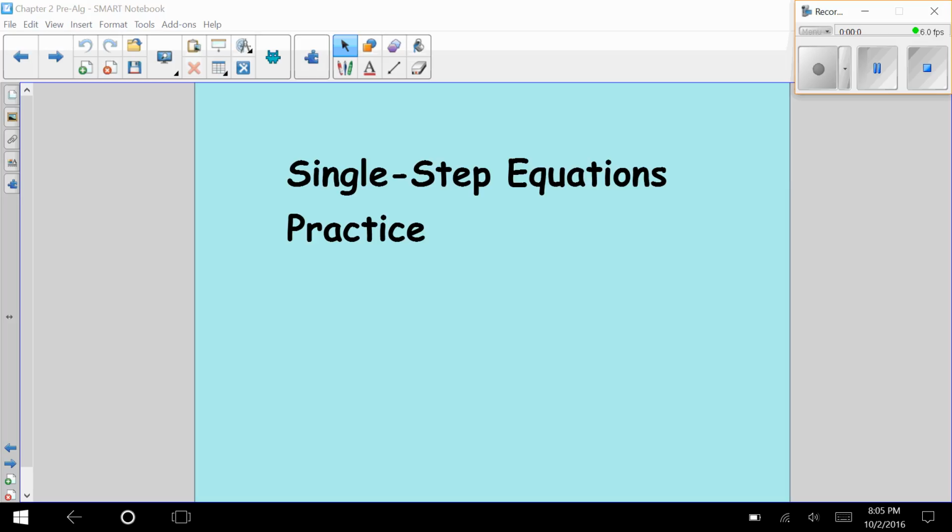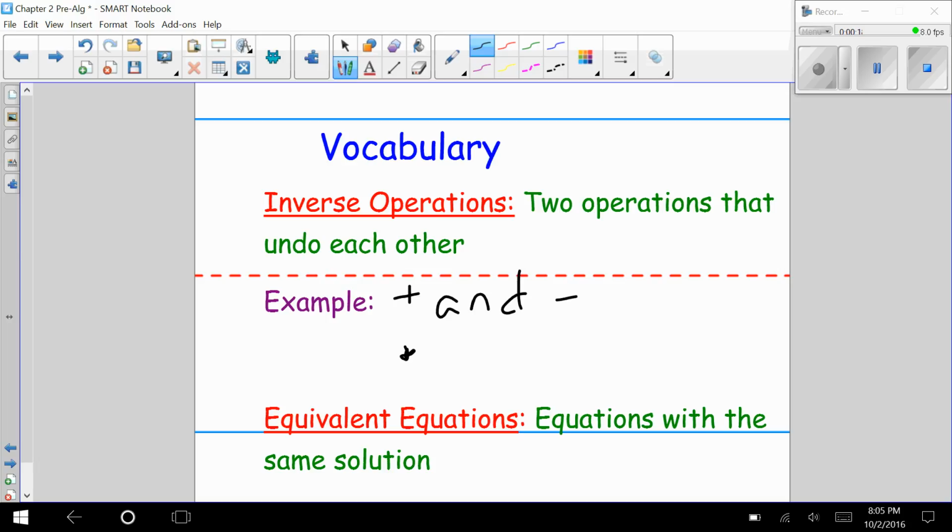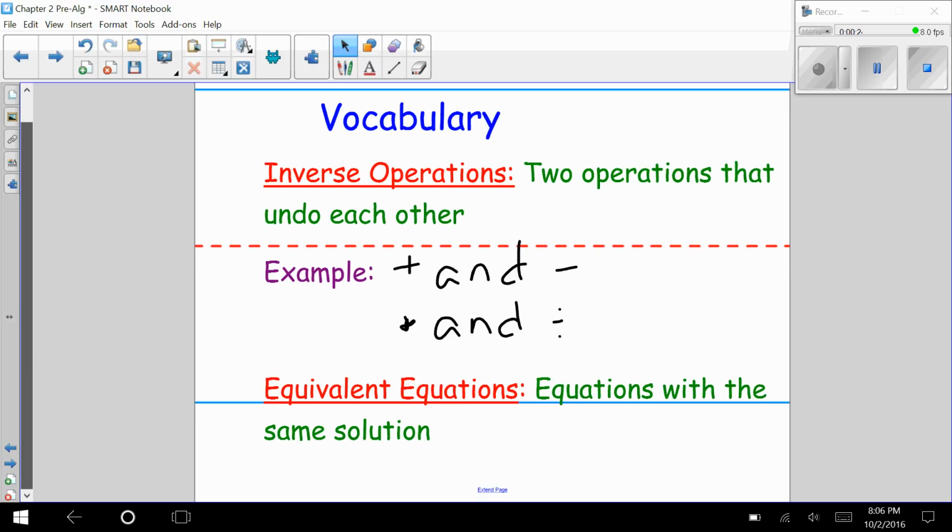This is a review of how to solve single-step equations. First, our vocabulary. Inverse operations are two operations that undo each other. For example, we have addition and subtraction. They undo each other. There's also multiplication and division. They undo each other. Our other vocabulary word is equivalent equations. Those are equations with the same solution.